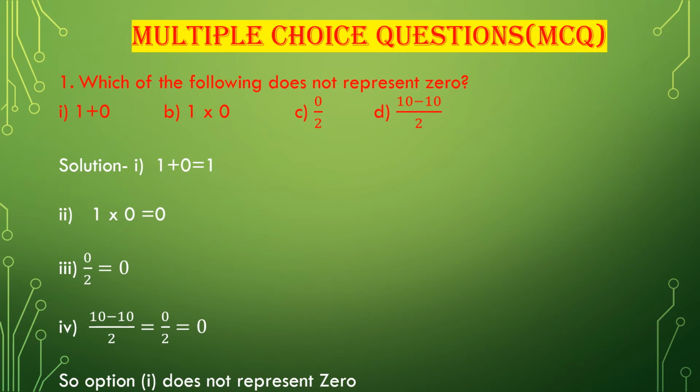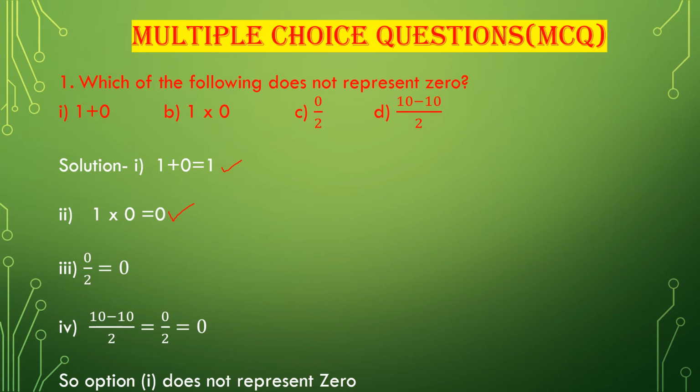Now we'll solve question number 1 of multiple choice questions, MCQ. Which of the following does not represent 0? First is 1 plus 0, second is 1 multiplied by 0, third is 0 divided by 2, and fourth is 10 minus 10 divided by 2. We know 1 plus 0 equal to 1. We know any whole number added with 0, we get the same whole number. Then 1 multiplied with 0 is 0. We know any whole number multiplied with 0, we get 0 only.